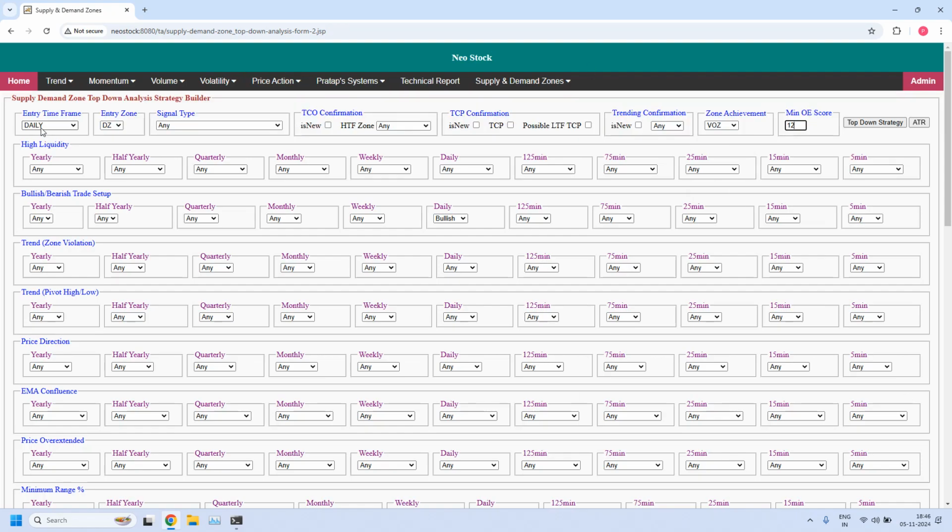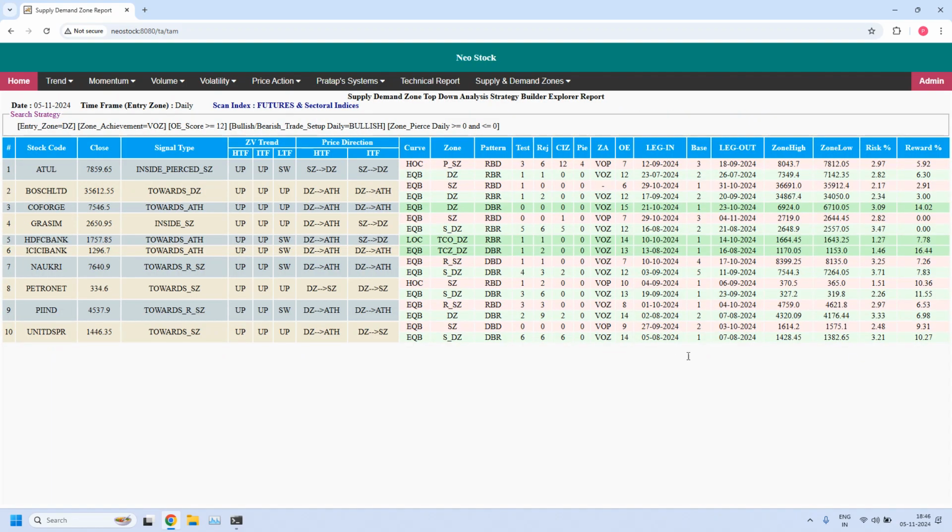All the 3 filters are applied to daily demand zone, and we got 10 stocks. These 10 stocks are supporting bullish trade setup for monthly income trade. That is entry time frame and entry zone are daily demand zones. In these 10 stocks, there could be high probability setup supported stocks.